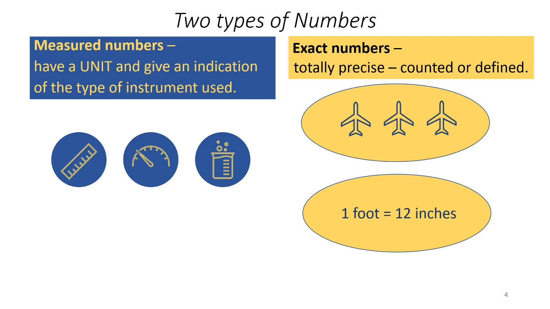Here we have exactly 3 planes, and not 2.99 or 3.01. The 3 is exact. Another type of exact number arises from definitions. In the imperial measurement system, 1 foot equals 12 inches by definition. There are exactly 60 seconds in 1 minute. Those numbers are exact and have no uncertainty.